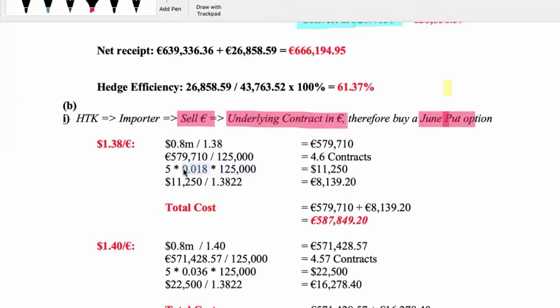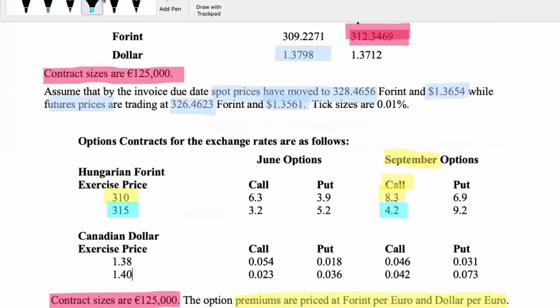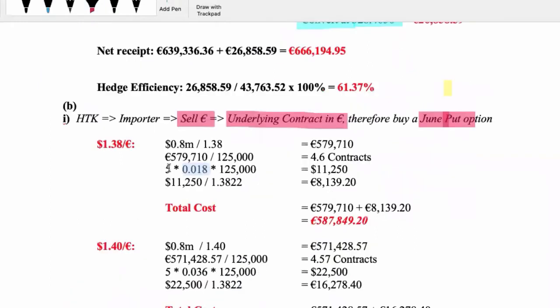I'm going to again jump back in to see where this premium is coming from. So we'll recall that we're dealing with the 138 strike. We're dealing with June options, puts, and there's our 0.018. Later on, we'll also see this figure for that strike. Okay, so 0.018, there we are. That's how much the premium cost us.